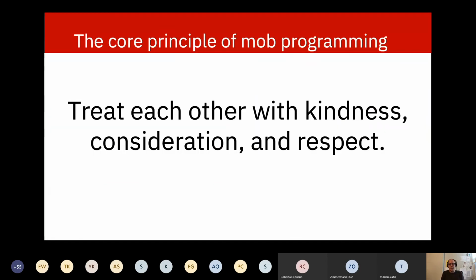One of the keys for mob programming working is the core principle, this idea that you treat each other with kindness, consideration, and respect. If you're doing that well, if you're following this rule, then a lot of other things just seem to work really well. Note, this is a very human-centered idea, right? Treating each other with kindness, consideration, and respect.